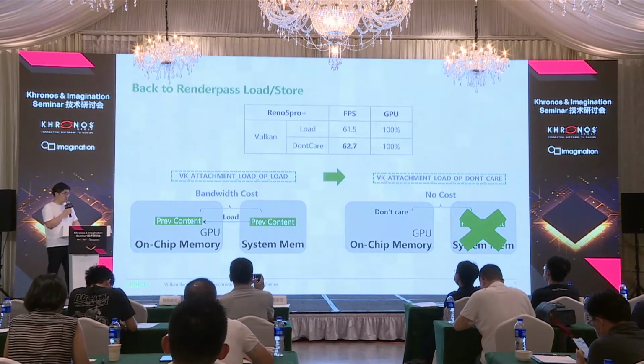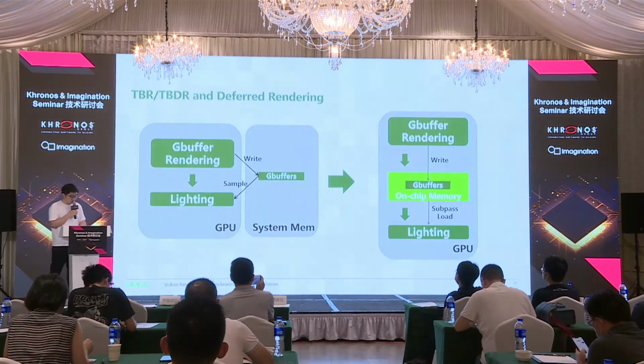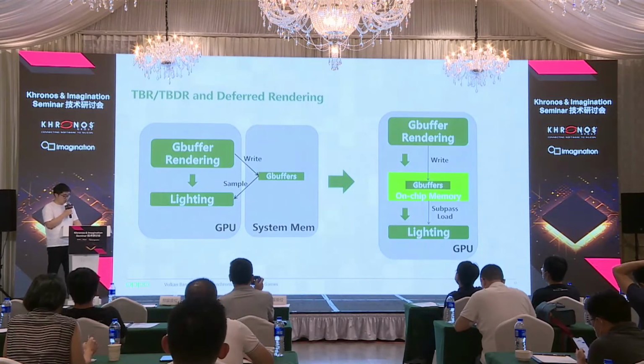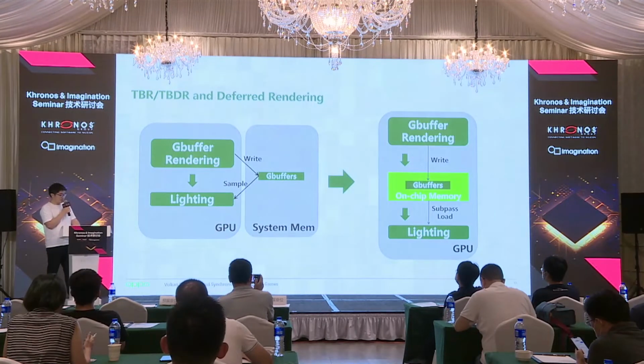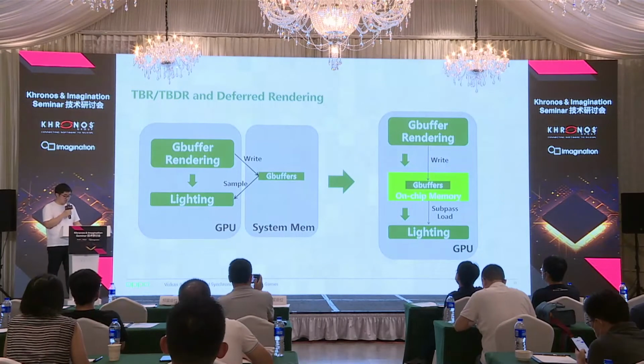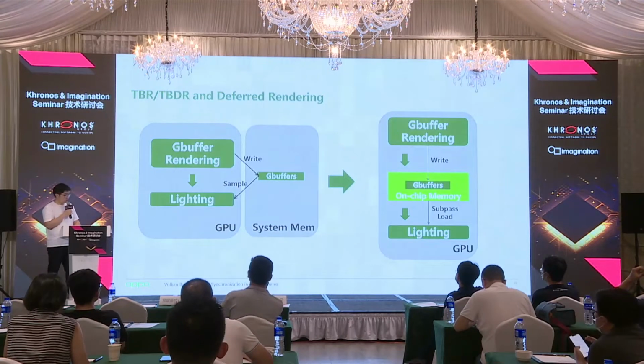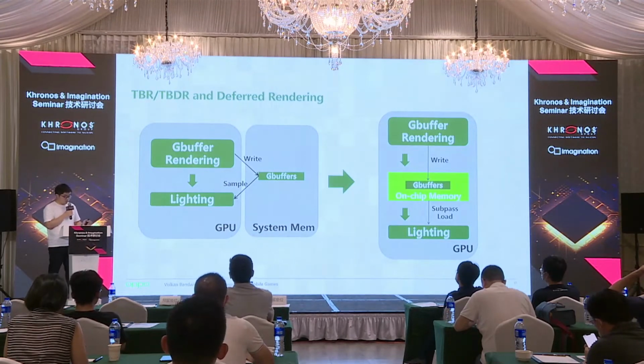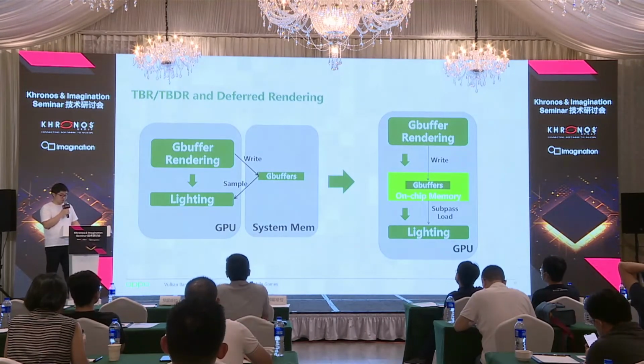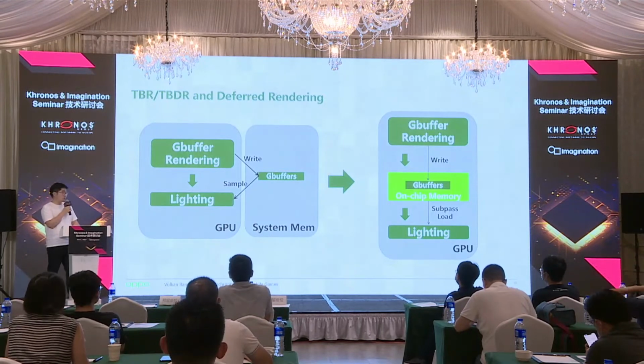When the GPU is bound, performance is directly reflected in the frame rate. So this is a typical application, deferred rendering. For the traditional way, when the G buffer is finished in rendering, it's written in memory, and during the lighting stage, they will sample the G buffer. But during the lighting, each pixel only needs its own pixel position information in the G buffer. So we can fully utilize G buffer subpass information.